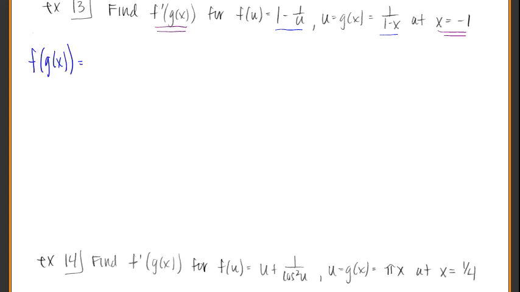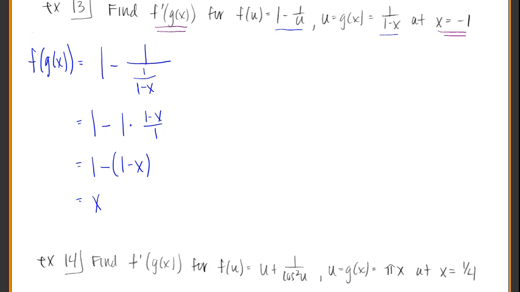Okay, so together, if I plug u into f of u, you get 1 minus 1 over u, right here. So it's 1 over 1 minus x. Okay, so 1 minus, basically 1 times the reciprocal of the denominator, so 1 minus x over 1. So it's 1 minus 1 minus x. So in a sense it's 1 minus 1 is 0 and a negative x is x. So together the composite function is x, and if we just quickly take the derivative of this, we're just going to get 1.